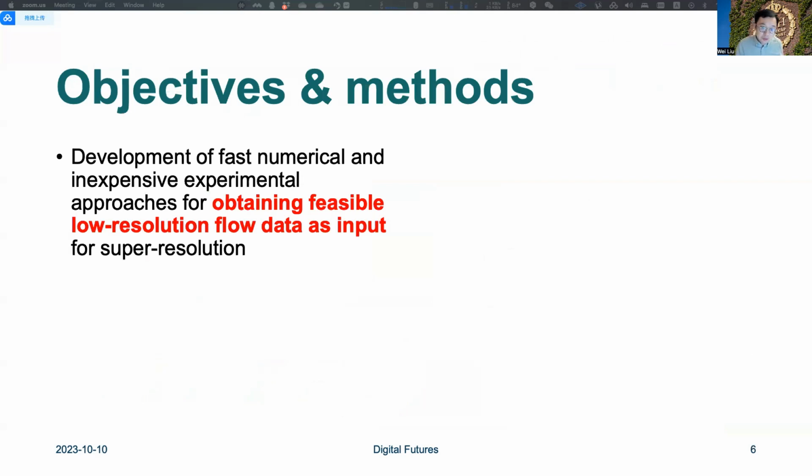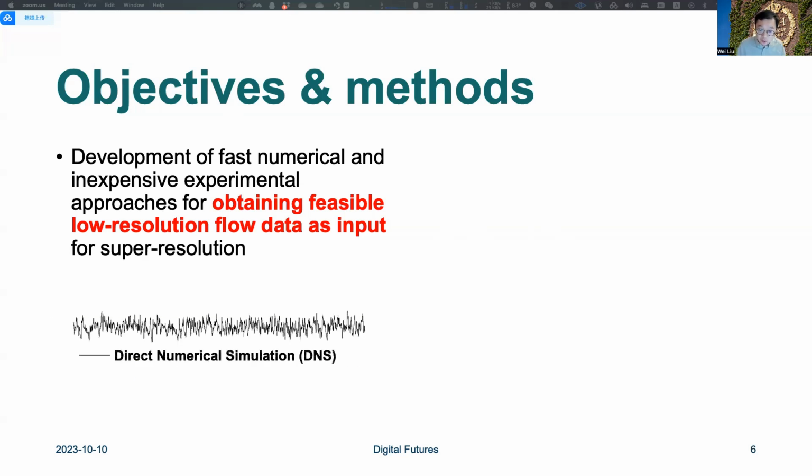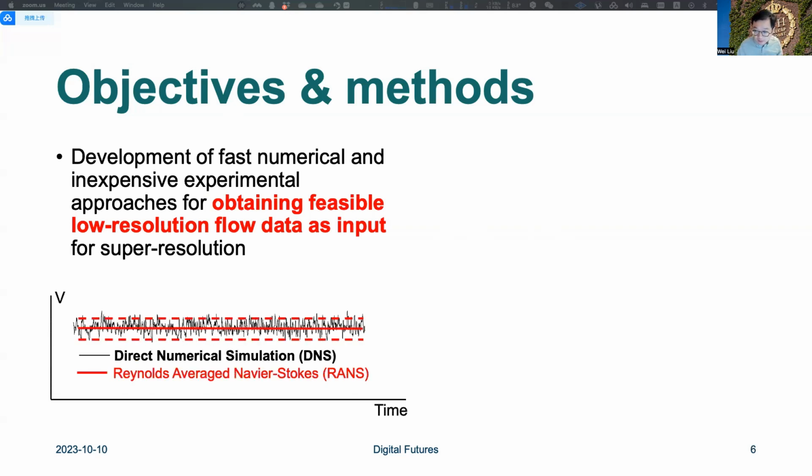So this study aims to solve the two challenges that the state-of-the-art super resolution models face. The first objective is the development of fast numerical and inexpensive experimental approaches for obtaining feasible low resolution flow data as input for super resolution. We plan to create the output by direct numerical simulation or LES maybe, and the input by mapping the DNS data to a coarse grid and running a Reynolds-averaged Navier-Stokes simulation, the RANS simulation, with a coarse grid.